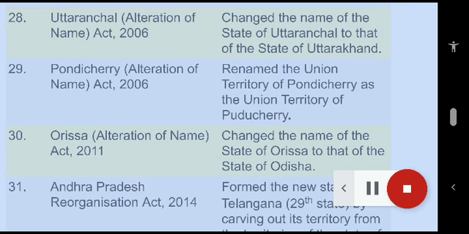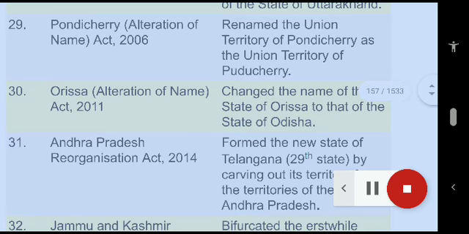29. Pondicherry Alteration of Name Act 2006 renamed the Union Territory of Pondicherry as the Union Territory of Puducherry. 30. Orissa Alteration of Name Act 2011 changed the name of the State of Orissa to that of the State of Odisha.